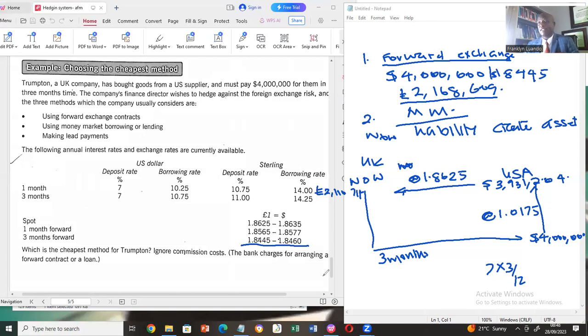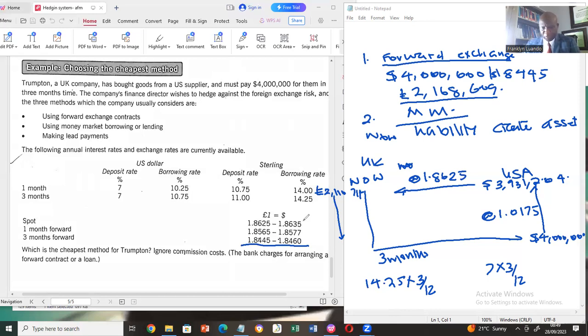And once you have invested, in 3 months' time, the amount invested will grow to $4 million, and that will be used to make a payment to settle the liability. So the money borrowed now here, in 3 months' time, it will also grow. So how much is borrowing in the UK? In the UK, borrowing for 3 months is 14.25. So multiply by 3, divide by 12. Again, the answer you get, divide by 100 to change to decimal point, multiply by 1 because it will increase.